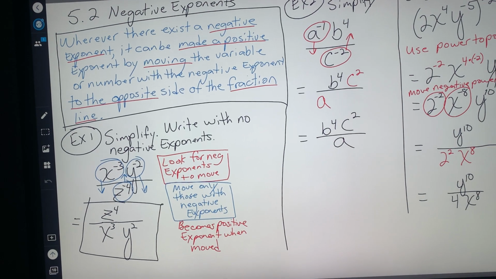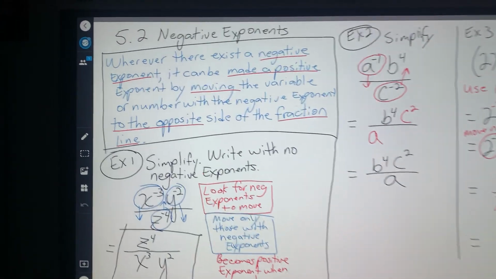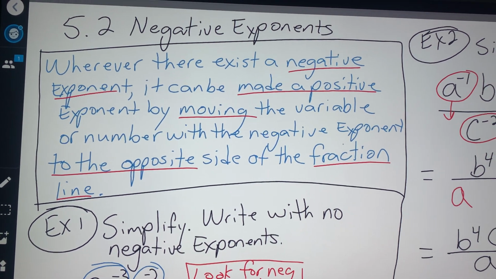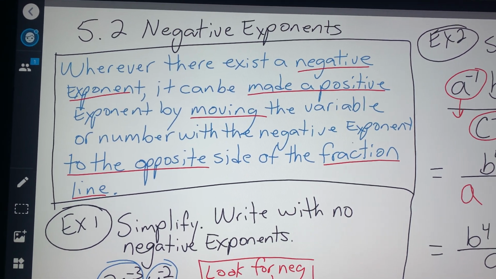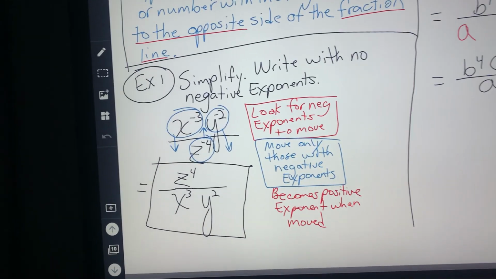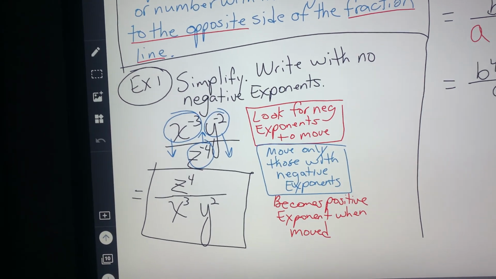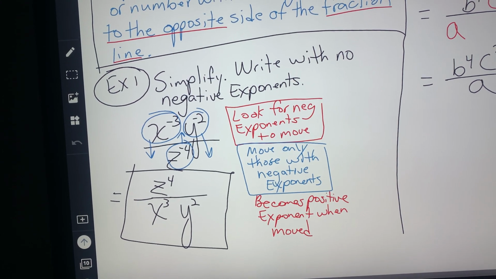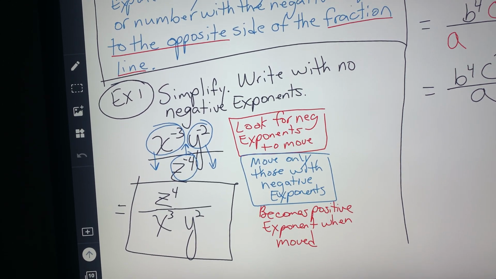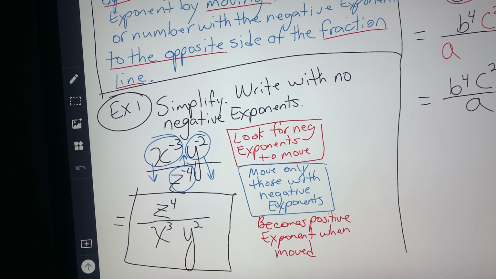Here we're working with negative exponents. So wherever there exists a negative exponent, it can be made positive by moving the variable or number with the negative exponent to the opposite side of the division line. So looking at this first example, we are asked to simplify and write with no negative exponents. We were given x to the negative 3rd power, y to the 2nd power, over z to the negative 4th power. So all of those negative powers will have to move to the opposite side of the division line, and then they will become positive.